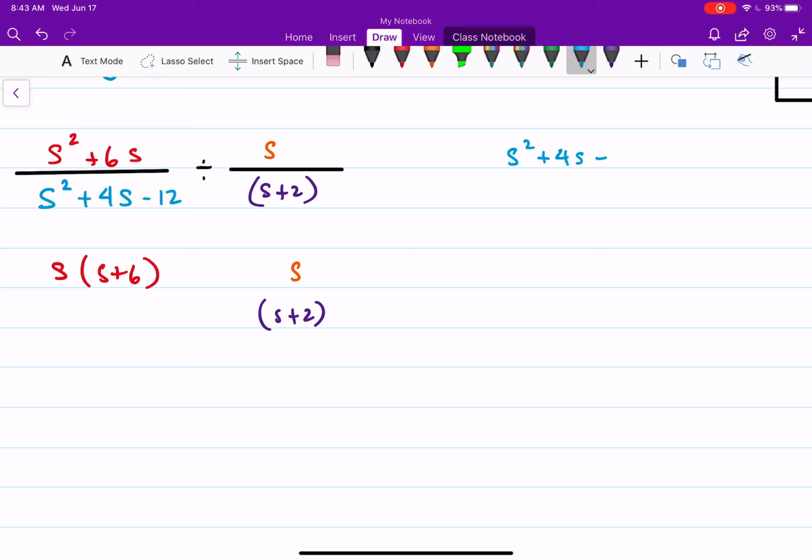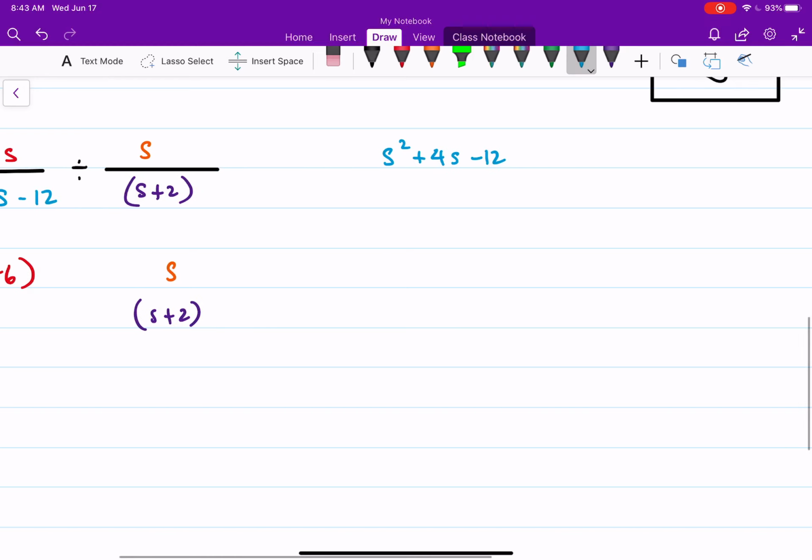A times C is equal to negative 12. B is equal to 4. So my two numbers, negative 6 and... no. Let's try negative 2 and 6. There we go. Because negative 2 times 6 is negative 12. Negative 2 plus 6 is positive 4. All right, so now I have s squared minus 2s plus 6s minus 12.